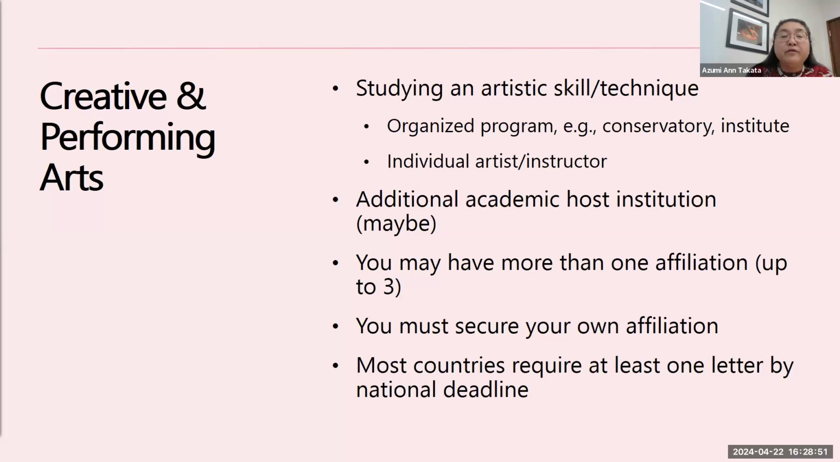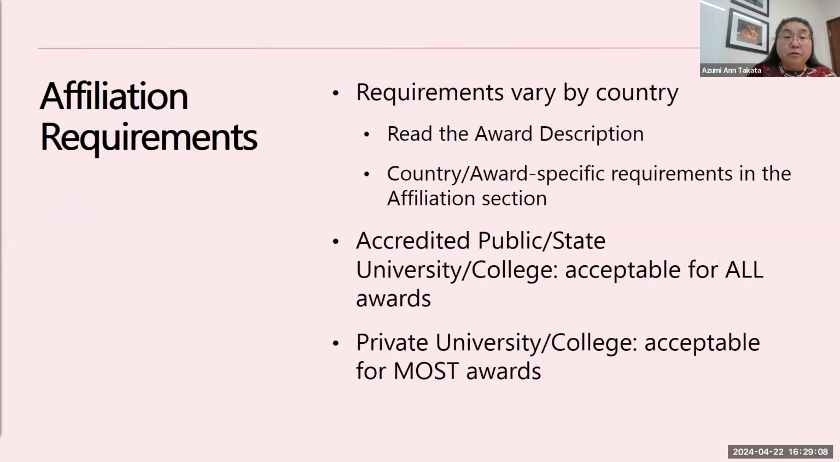Again, you may have more than one affiliation, and you can have up to three. And again, you must secure your own affiliation. And again, most countries require at least one letter of affiliation by the national deadline. Okay, so exactly what are the affiliation requirements? Again, it depends. Requirements do vary by country, but they are specified for each award in the award description. And you will find the country and award specific requirements in the affiliation section of that award description. And we'll come back in a minute and look at a couple of examples.